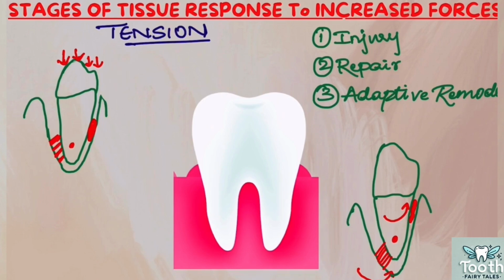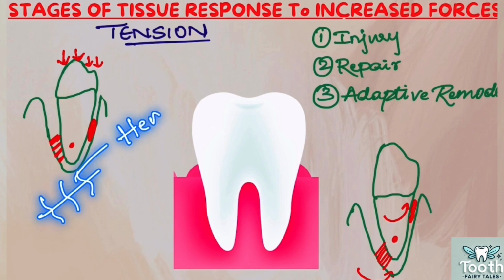Till now I have spoken about the slight excessive tension. Now when there is severe tension experienced by the tooth, you can see significant widening of the periodontal ligament. Along with that, you can see the tearing of the periodontal ligament. Because of this tearing, there is a hemorrhage and also thrombosis.